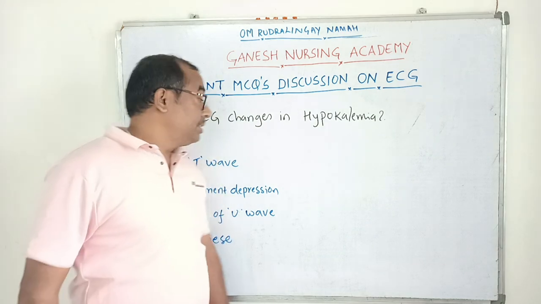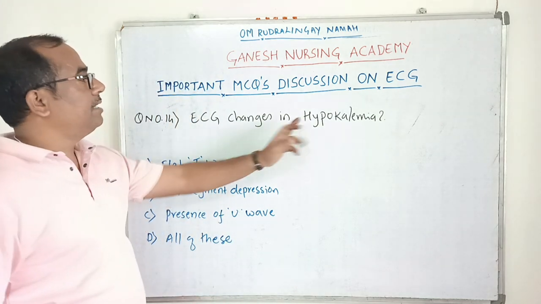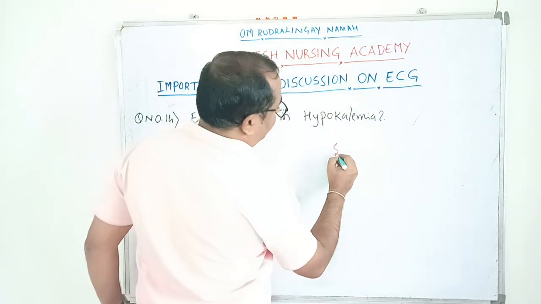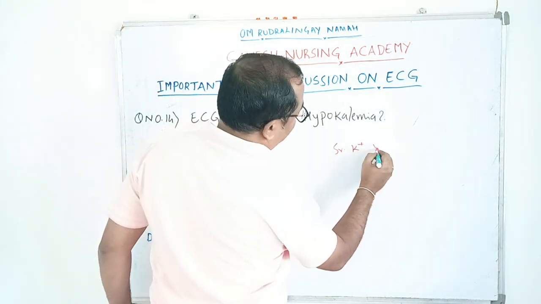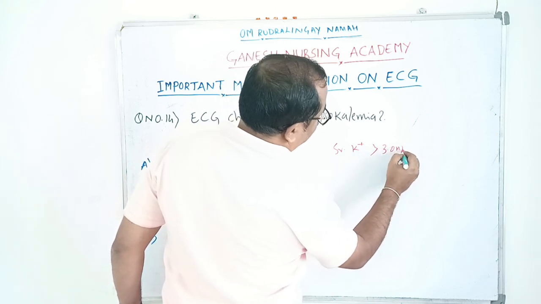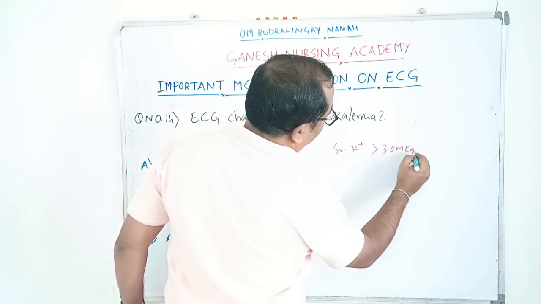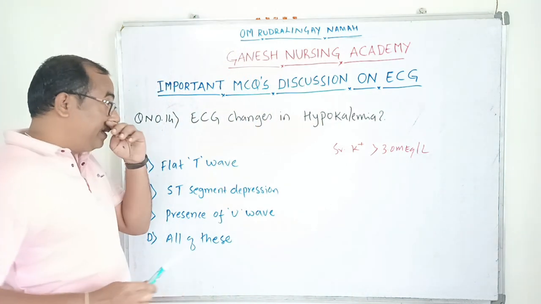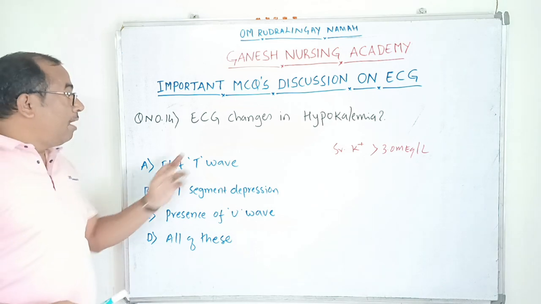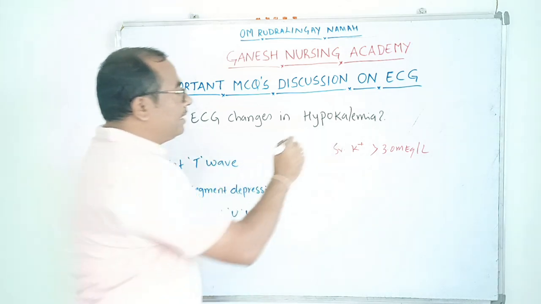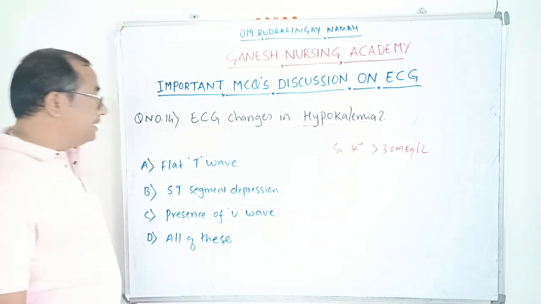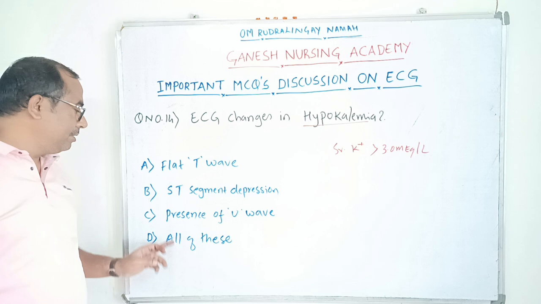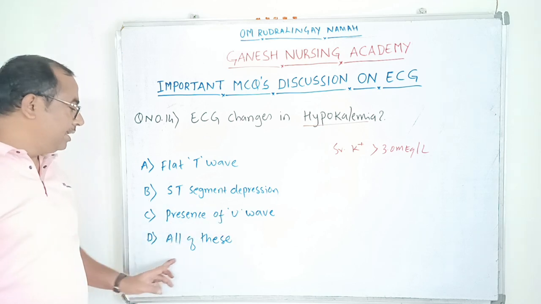Okay, dear students, let's see the next question. Question number 14: ECG changes in hypokalemia. So what is hypokalemia? When the serum potassium level goes less than 3 milliequivalents per liter, it is known as hypokalemia. So what are the ECG changes in hypokalemia? Let's see the options. Option A is flat T wave, option B is ST segment depression, option C is presence of U wave, option D is all of the above.